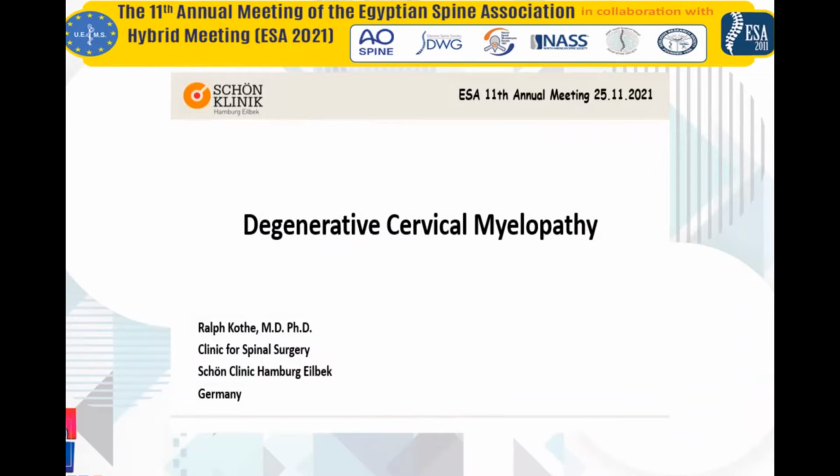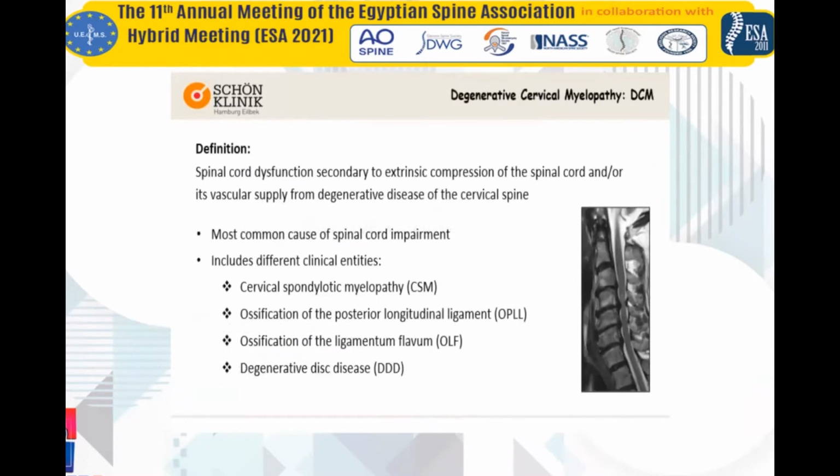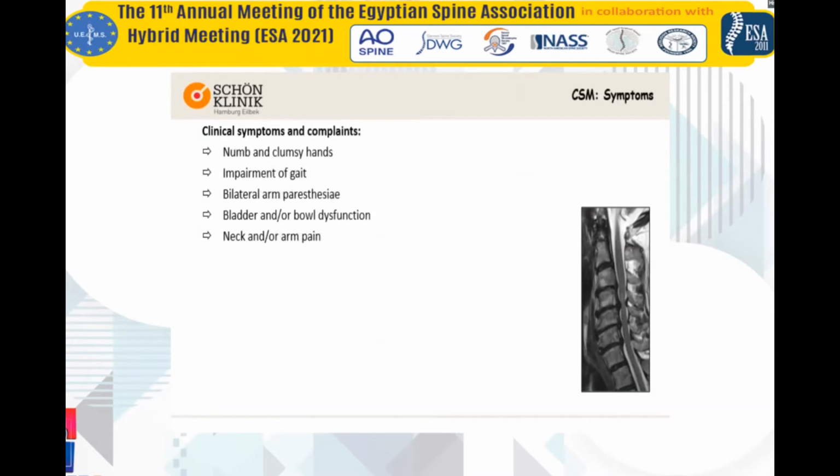My topic today will be degenerative cervical myelopathy. By definition, this is a spinal cord dysfunction secondary to extrinsic compression of the spinal cord and/or its vascular supply from degenerative disease. There are different entities: cervical spondylotic myelopathy, OPLL, the ossification of the ligamentum flavum, and degenerative disc disease. In my presentation, I would like to focus on CSM.